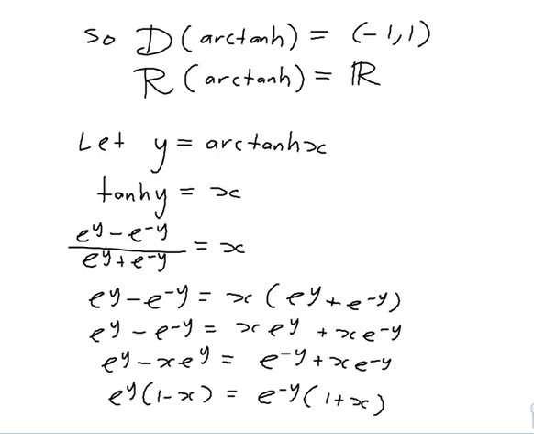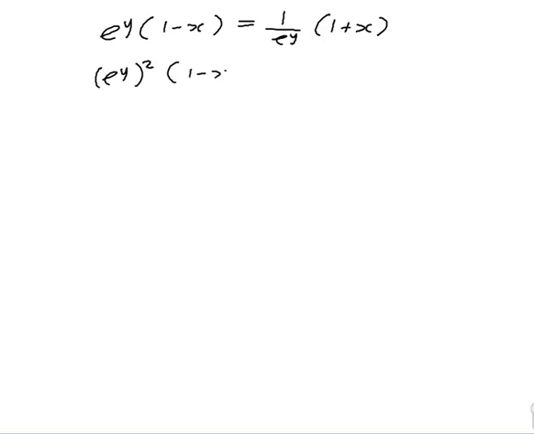So what am I going to do now? Well, I don't know right out what e to the minus y means. In previous problems when I've tried that, it's told me what to do. So on the next page, I'll write out 1 over e to the y. So I've got e to the y times 1 minus x is equal to 1 over e to the y times 1 plus x. And to get rid of the e to the y on the bottom, I'd multiply both sides by e to the y. So I'll get e to the y squared, because there's two of them here now. 1 minus x is equal to 1 plus x.